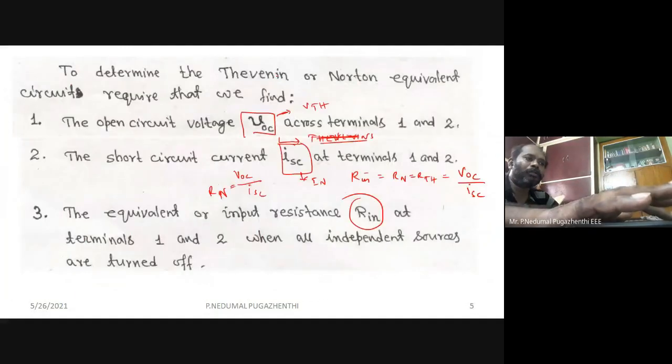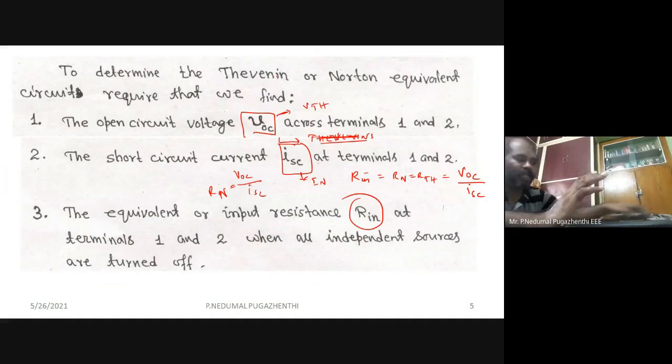Okay, so that's it for today's class. Tomorrow I will discuss the application of dependent sources. I have only concentrated on independent sources in this lecture. I will concentrate on how to analyze a network using Norton's theorem if you have a dependent source there. So that will be tomorrow's class.